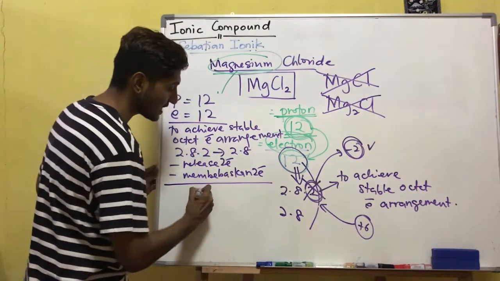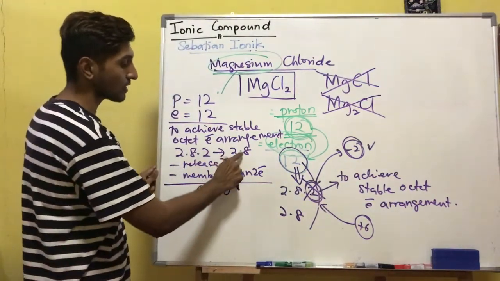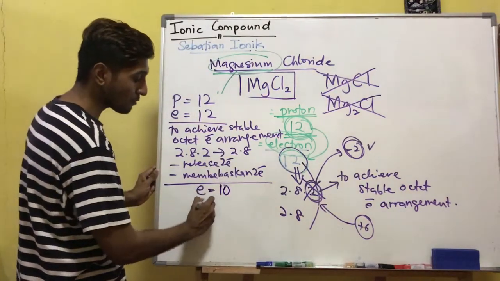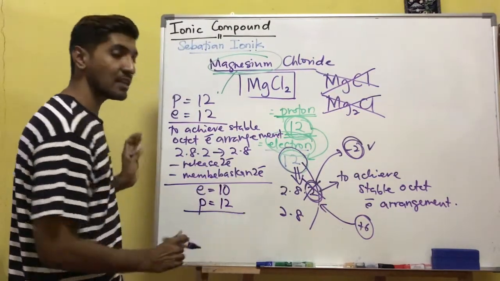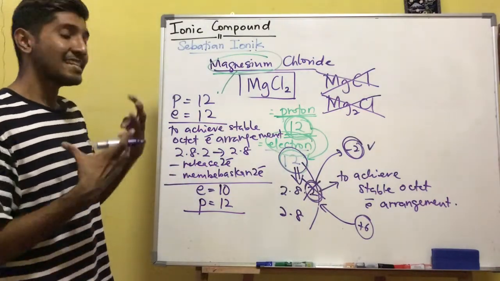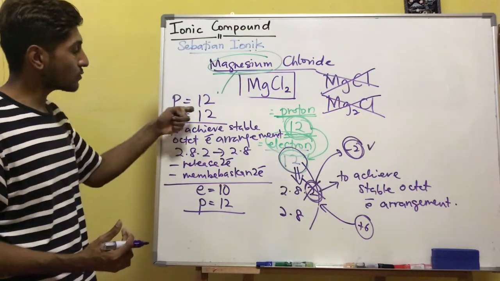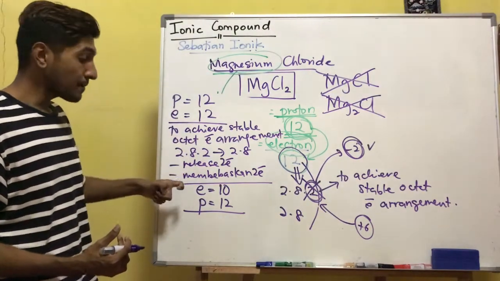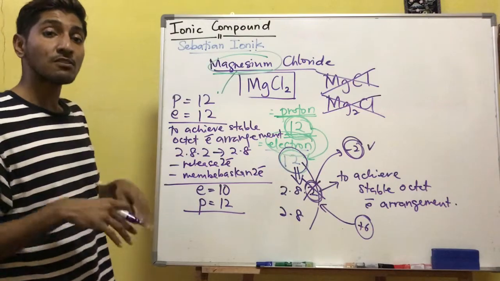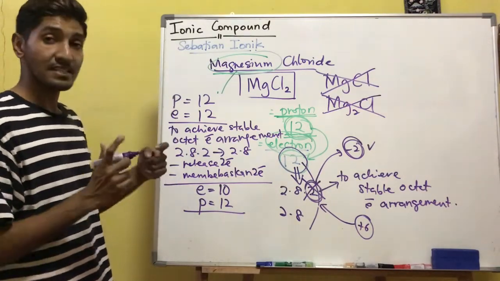So sekarang elektron dia dah ada berapa? Elektron dah ada 10, sebab 2 tambah 8, 10. Proton dia berubah atau tidak? Proton berada di nukleus, jadi tidak ke mana-mana. So since it is already releasing 2 electrons, originally electron is 12, now it becomes 10. The proton would remain unchanged because the proton is in the nucleus and couldn't go anywhere. Therefore, the proton is still 12.